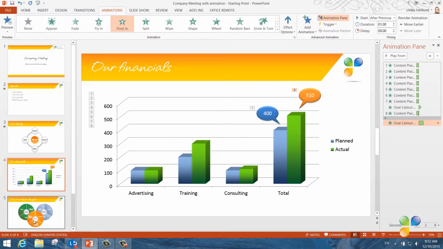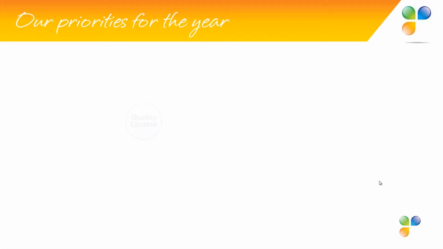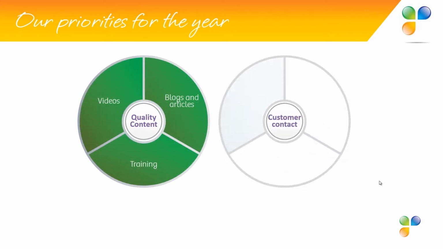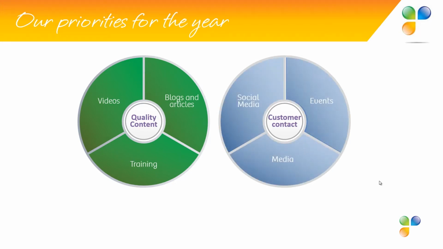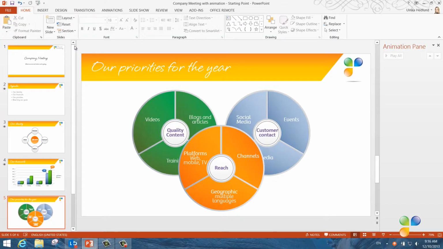Great! On this next slide with the priorities for the coming year, I have a lot of objects and a lot of text that I want to animate. First, I want to show the group called Quality Content with the 3 elements. Next, I want to show Customer Contacts with a similar animation, and then finally the Reach. Let's go to the slide and start adding these animations.